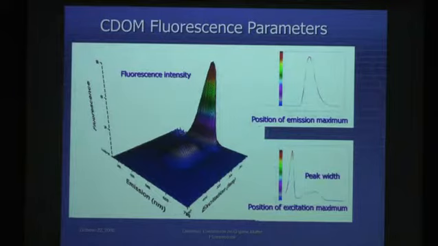So the parameters that we look at are the fluorescence intensity, the height of this peak. You can look at the position of the emission maximum if you fix an excitation and then scan the emission, but you can also look at the position of the excitation maximum if you put your monochromator here at 450, the emission max, and then you can scan across the excitation. So you can do it either way. The new instrument we have in the lab now is actually a CCD array, so it just takes a snapshot of it, so it's very nice.